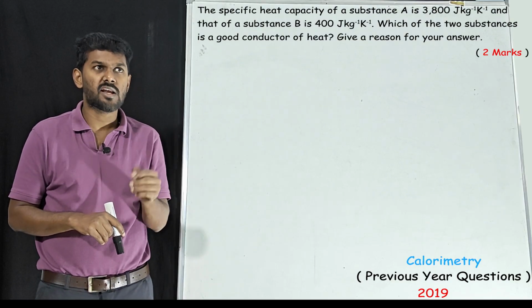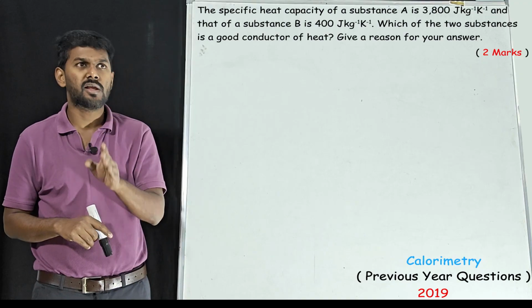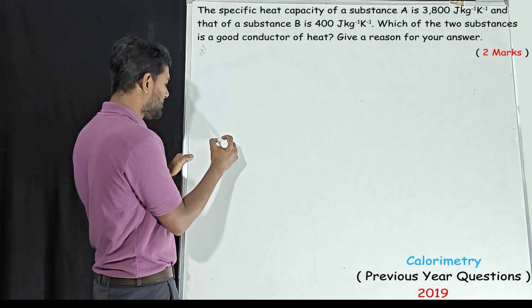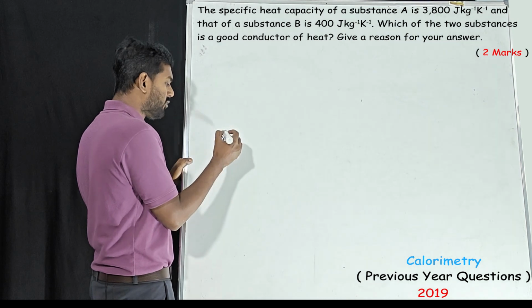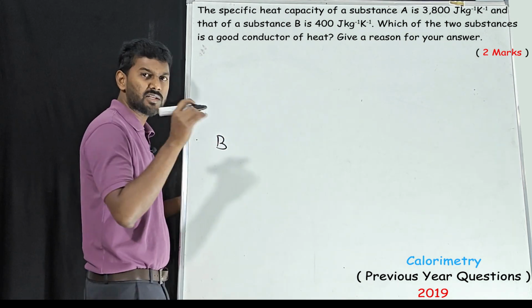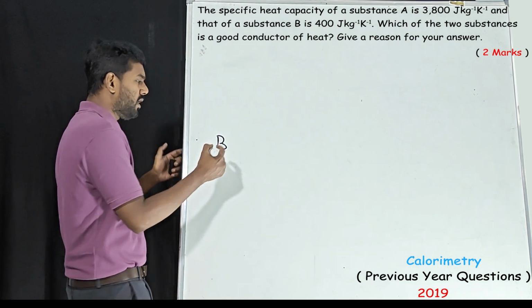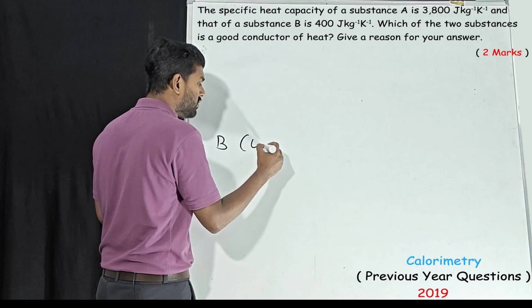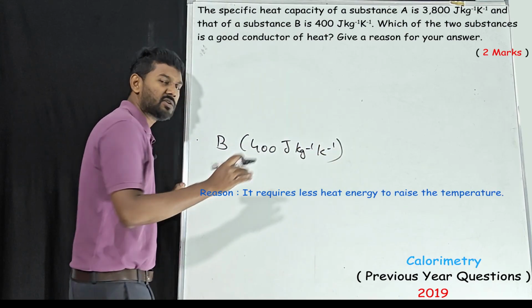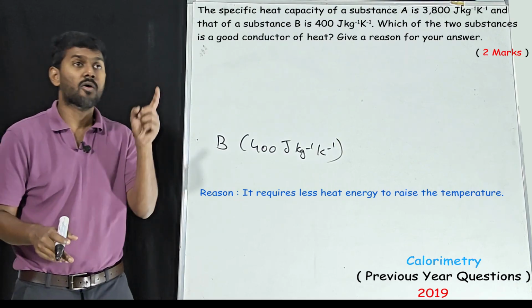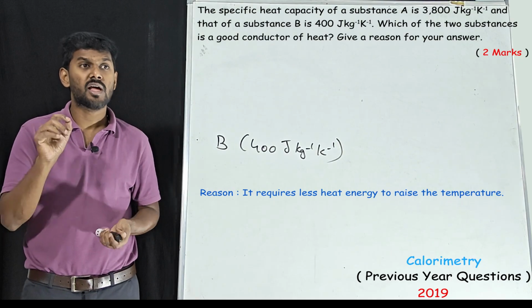So which one is that? 400 joules per kg per Kelvin. So which is a good conductor? Substance B. If you write just B, that is always fine. Or B in brackets if you want to specify joules per kg per Kelvin, this is also fine. For this one you will get 1 mark. They are asking for the reason.